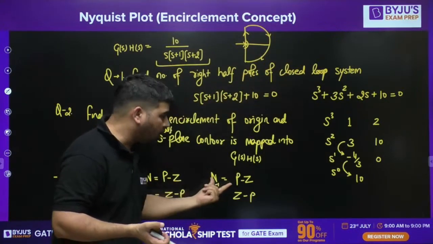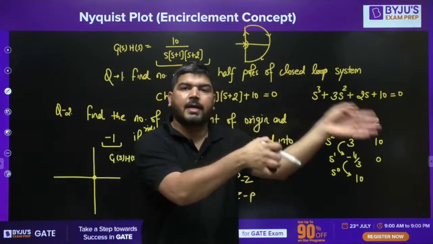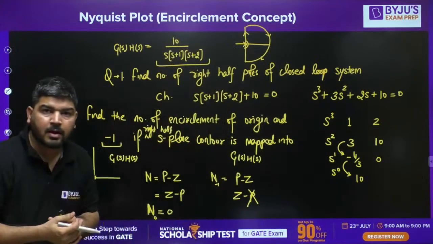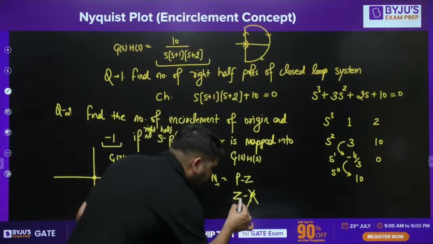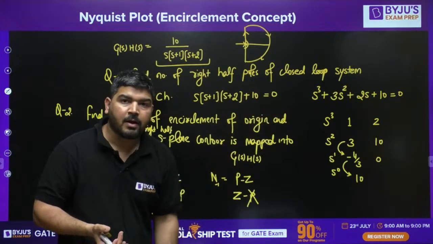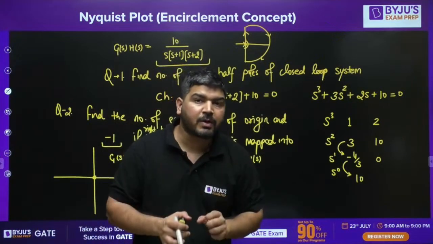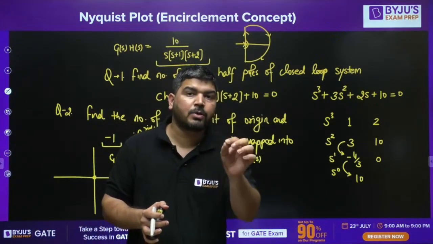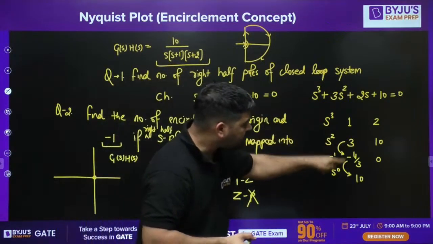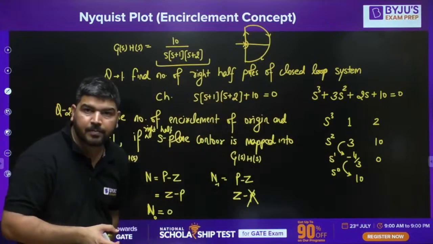Similarly, there is no pole of 1 plus G(s)H(s) inside the right half plane because they are the same. So P is 0. Now what is Z? Z is the number of zeros of 1 plus G(s)H(s) inside the right half plane, and we know that the zeros of 1 plus G(s)H(s) are actually the poles of the closed loop system. The poles of the closed loop system we have already calculated in the previous question.